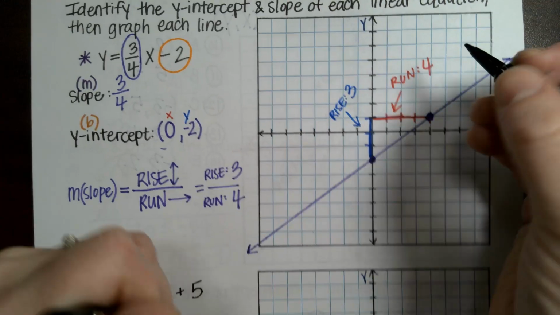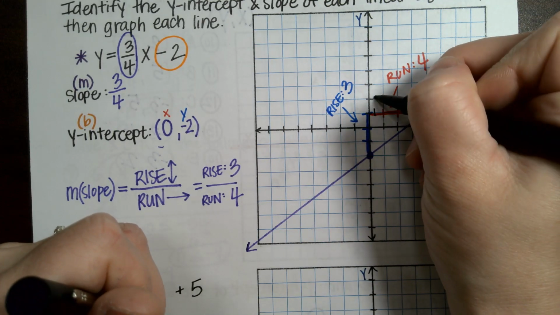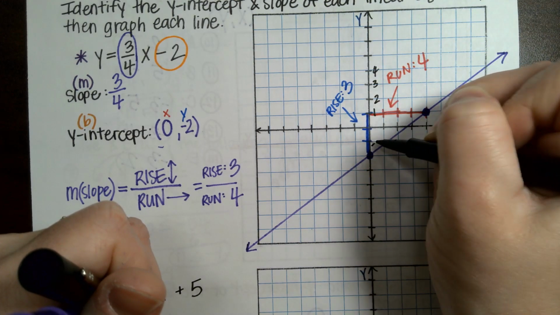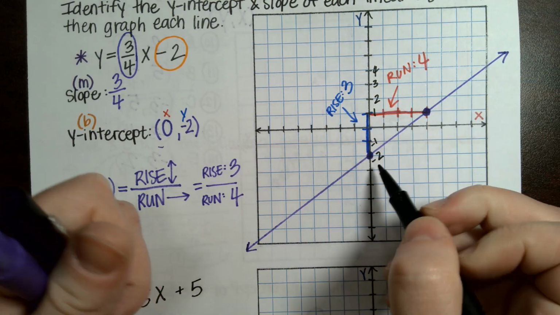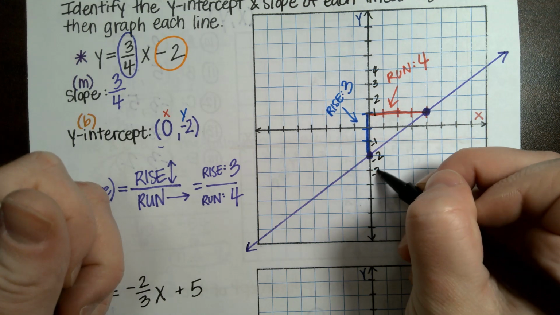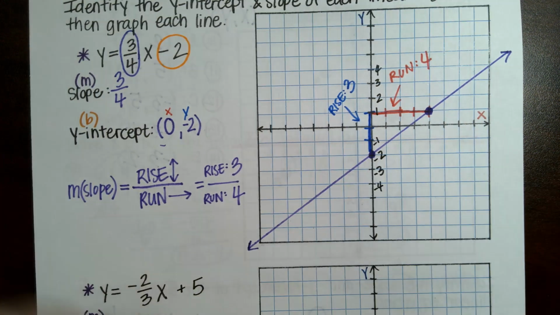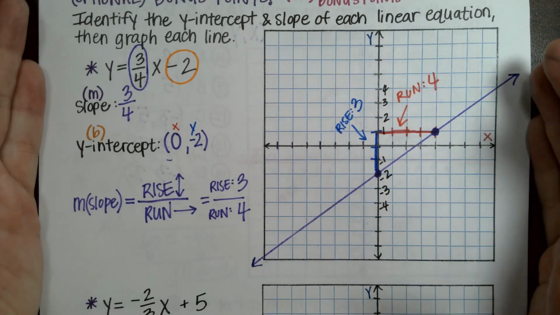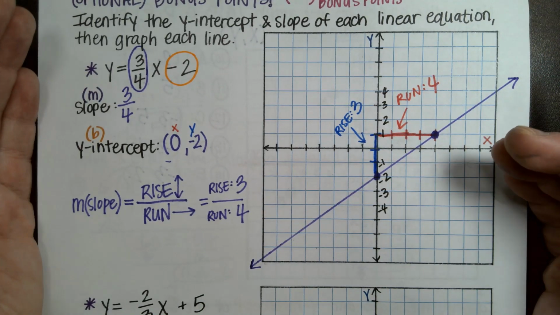If it helps, you can label your numbers. Draw 1, 2, 3, 4, and -1, -2. So here's the -2 where we put our first point. -3, -4. Whatever helps. Absolutely. Any other questions on this bonus problem? I'm happy to answer them.